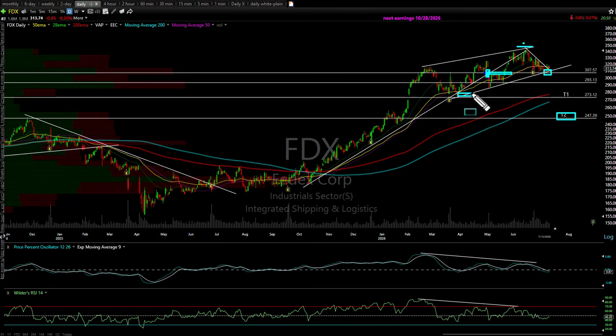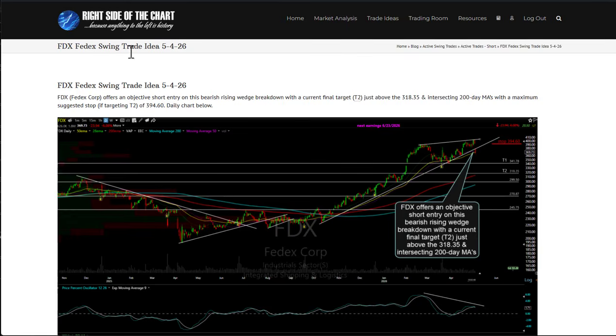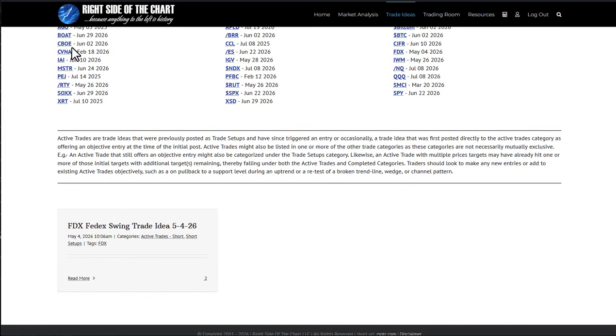Bottom line, it needs to break this uptrend line right here and this 307.50-ish price support, and that should bring us back. The T1 level now comes in with the 200-day moving averages. T2 will mean that we broke the 200s if we lose it. All right, let's go back to the short trade ideas.